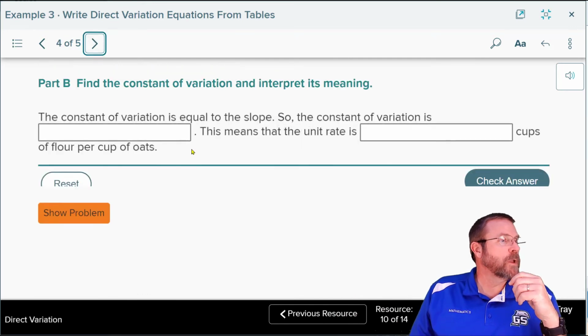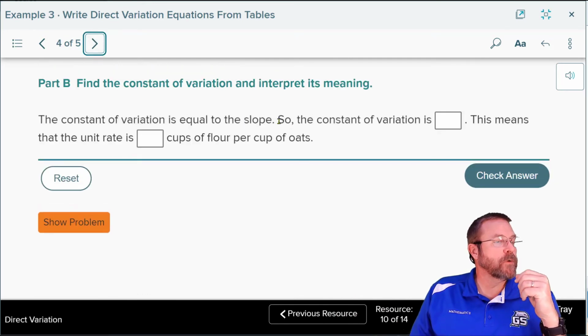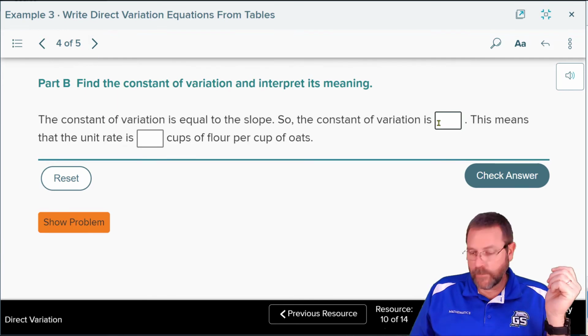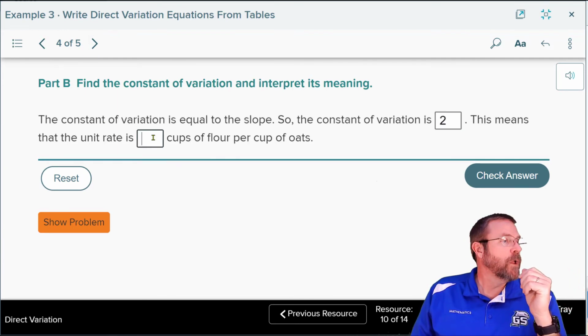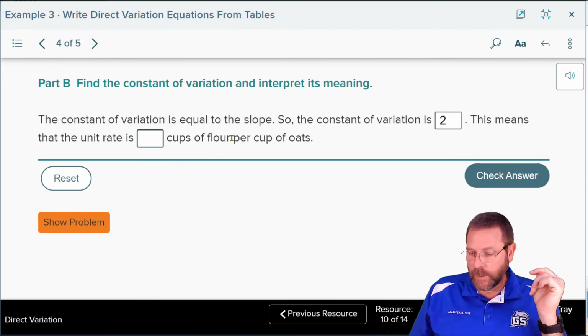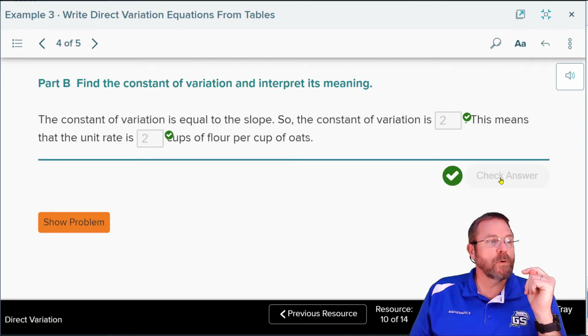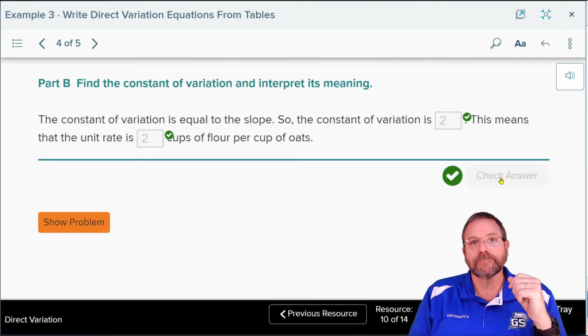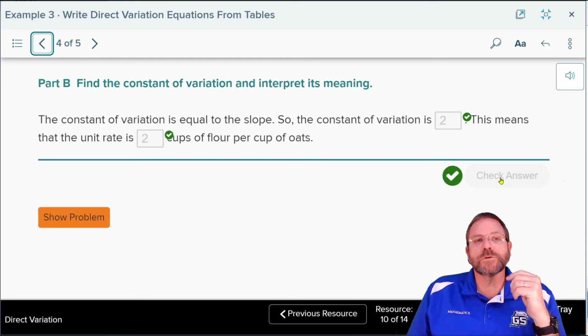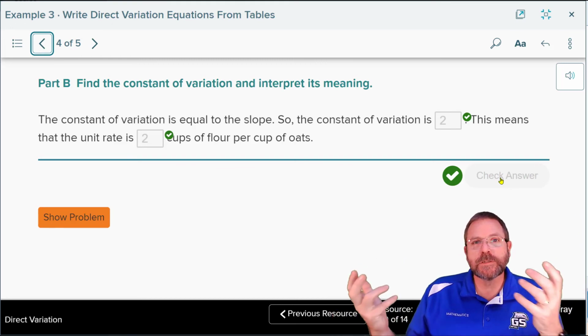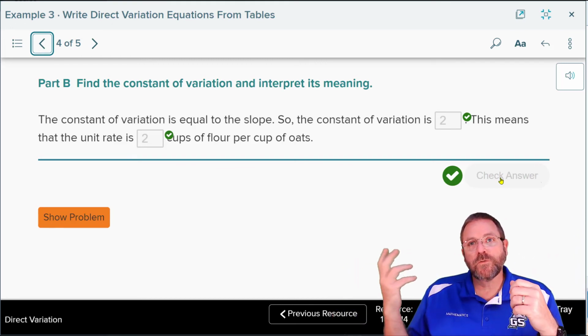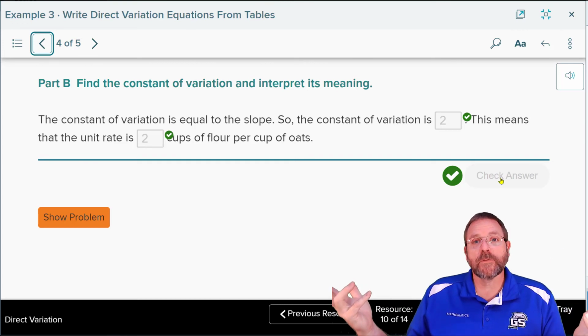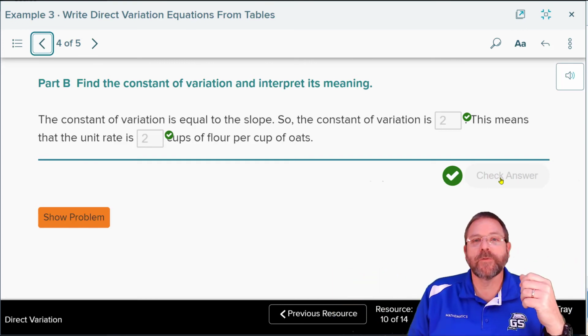From here, we can apply that. The constant of variation is equal to slope. The constant of variation, we've already said, is 2, which means the unit rate is going to be 2 cups of flour per 1 cup of oatmeal. Hopefully this does a good job of showing you how these things are related and how you can use your slope, also known as your constant of variation, to find out new values.